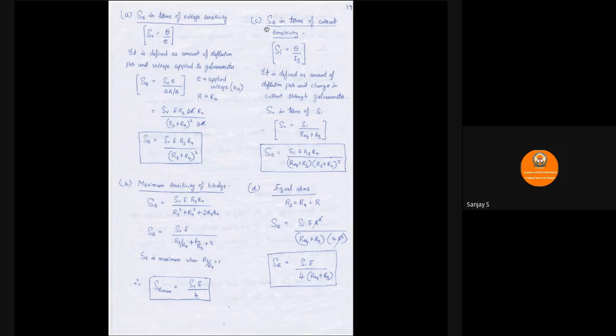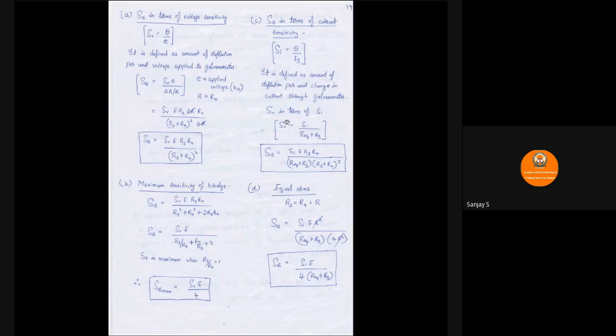Next, we can also define SB in terms of current sensitivity. That is given by SI is equal to theta divided by IG. It is defined as the amount of deflection per unit change in current through the galvanometer. So the deflection that you are going to observe for a small change in current is nothing but bridge sensitivity in terms of current sensitivity. So SV is equal to SI divided by R equivalent plus RG. So we already have the expression for the same. So we know the expression for SI. So we are going to substitute for, sorry, we have the expression for SV.